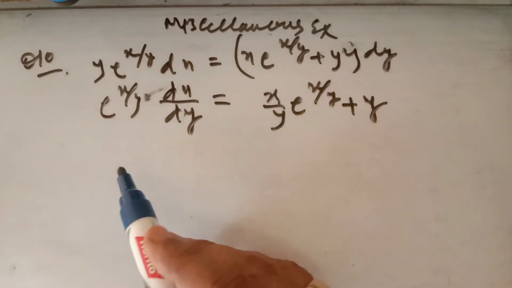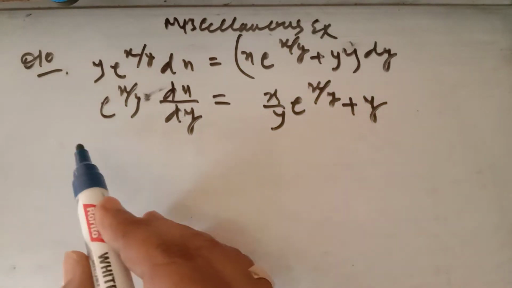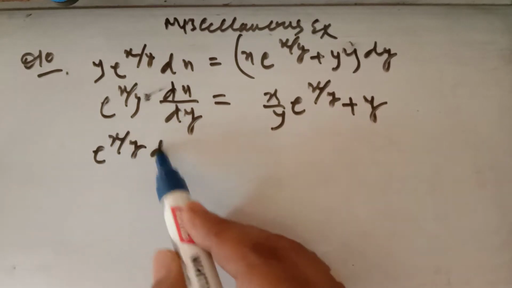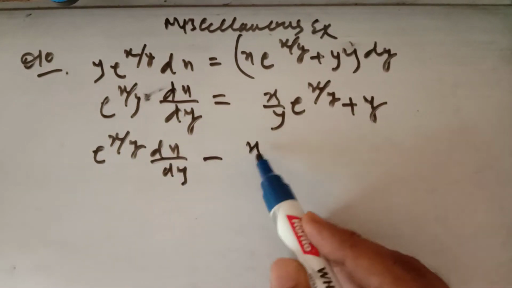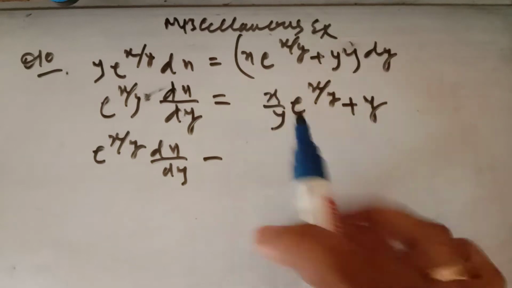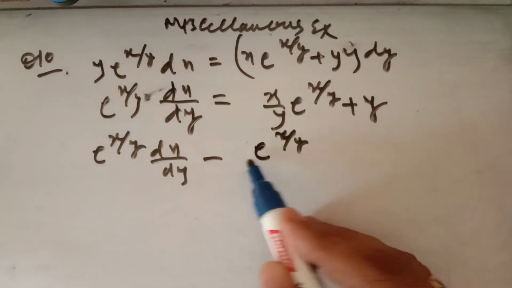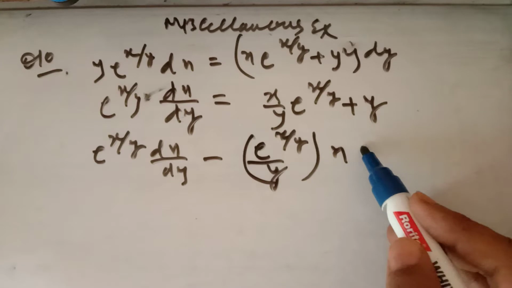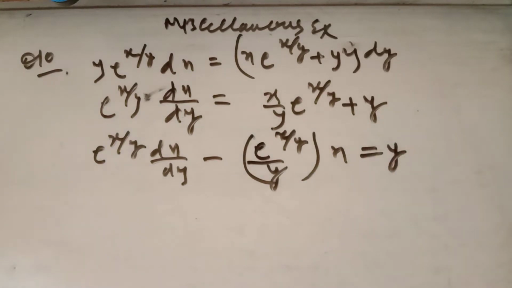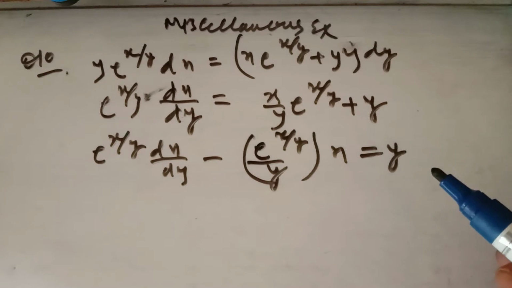Now if you take all the terms to the same side, you get (x/y) dx/dy minus x e^(x/y) equal to y. It is not a linear differential equation, it is a homogeneous differential equation of second type. Why? Because the degree of every term here is 1.